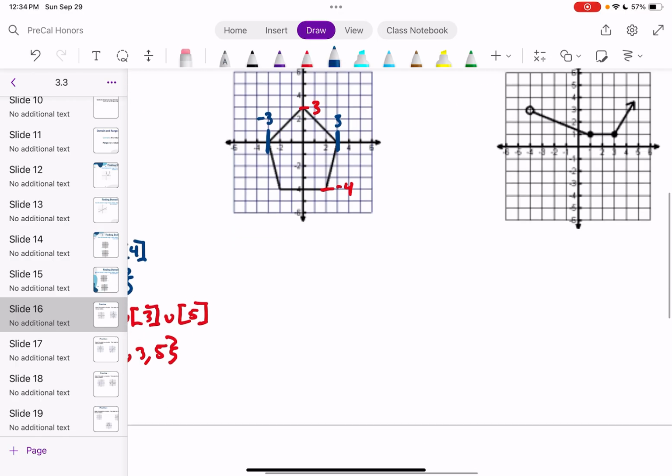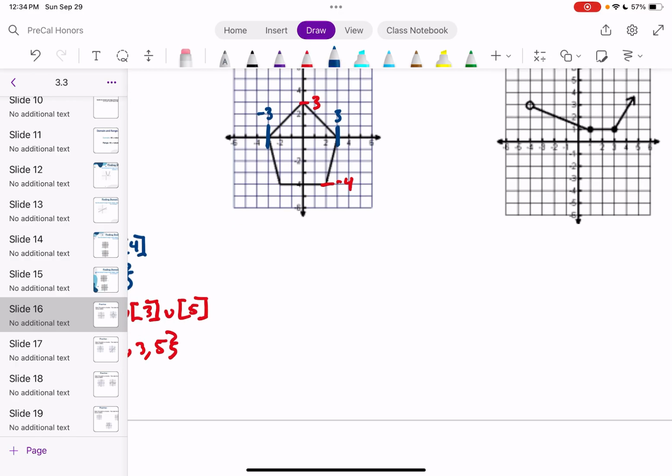Let's start off with our domain. Our domain in interval notation would be from -3 to +3. In set notation, x such that, or technically x such that -3 is less than or equal to x, which is less than or equal to 3.